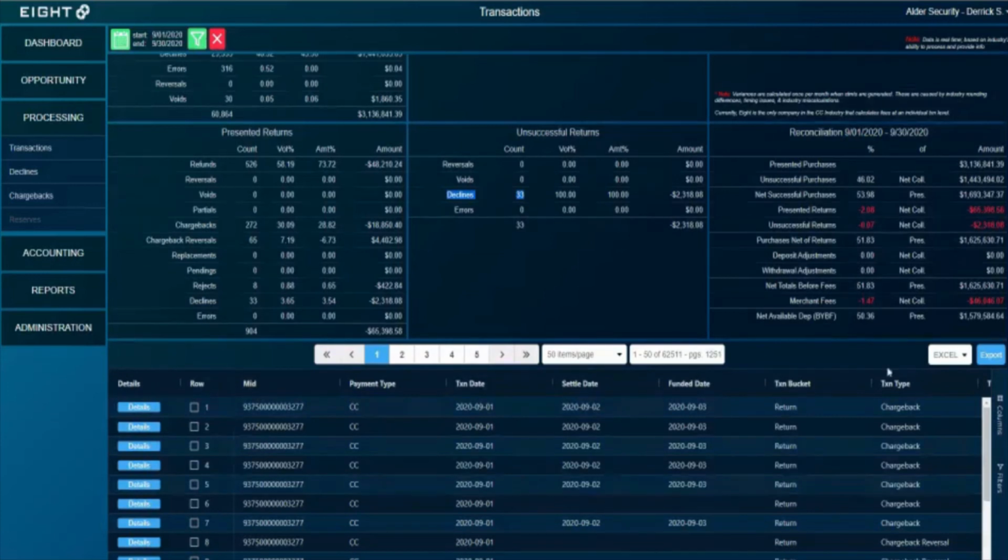There are adjustments that can happen in the industry. They can be either a deposit or withdrawal. They did not have any adjustments forced on them during this month. Then you take out their fees, and then they're left with what's going to hit their bank account. Guys, out of $3 million in presented transactions, they're going to end up with 1.5, or 50% of what they tried to collect.